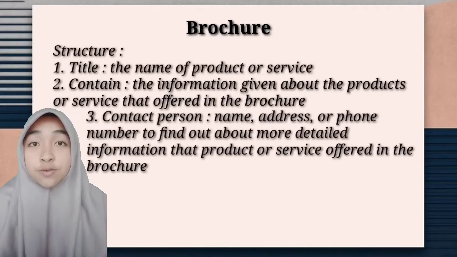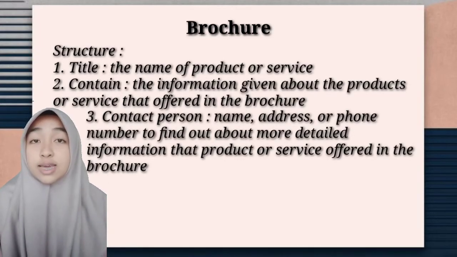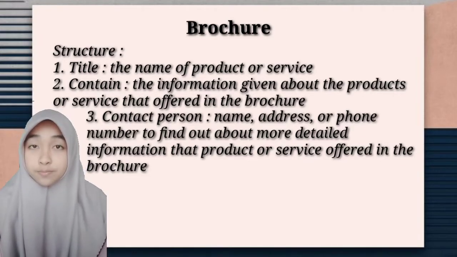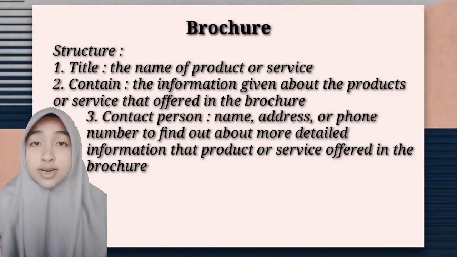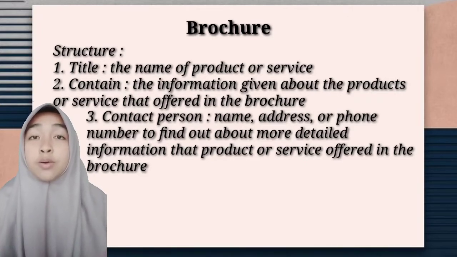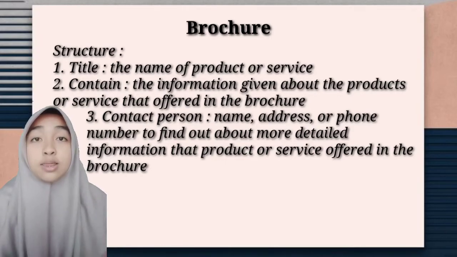And the structure of a brochure is: first, title is the name of the product or service. Second, content is the information given about the product or service that is offered in the brochure. And third, contact person is a name, address, or phone number to find out more detailed information about the product or service offered in the brochure.